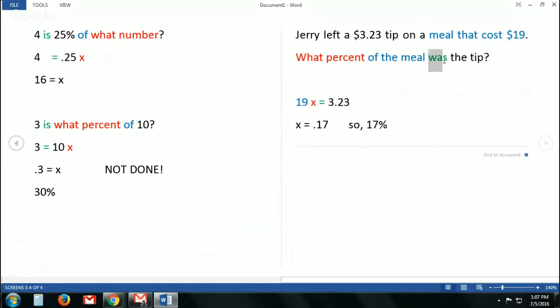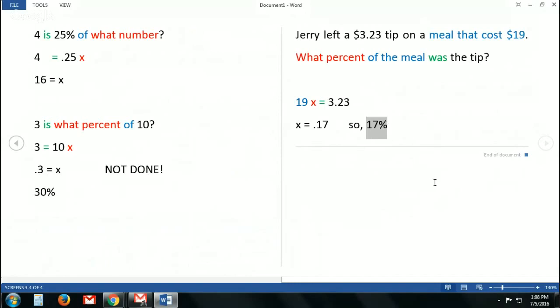The word was, that is my equals since it's our verb, and was the tip means we need to set equal to $3.23. Let's divide both sides by 19. 3.23 divided by 19 gives me 0.17. But again, I'm not done since it says what percent. So moving the decimal 2 places to the right gives us 17% as our answer.